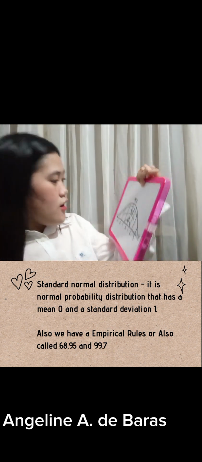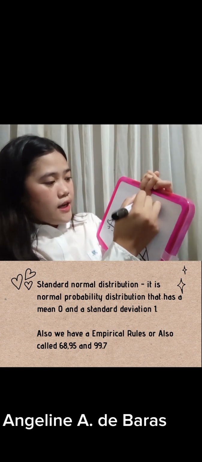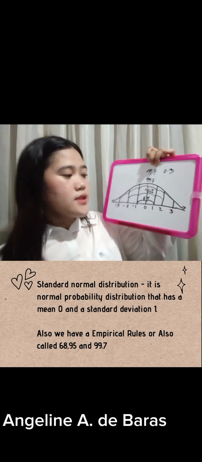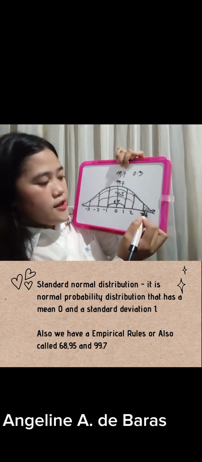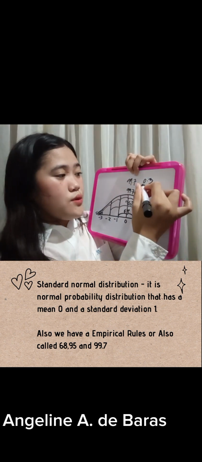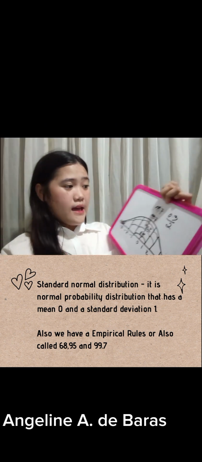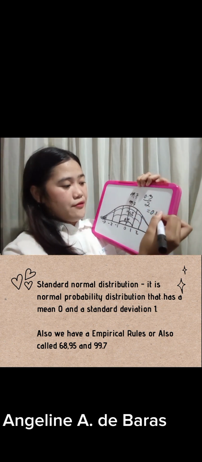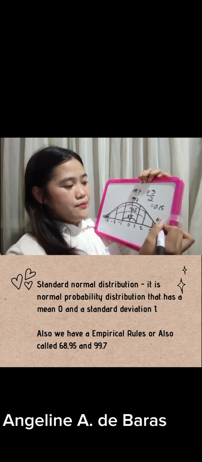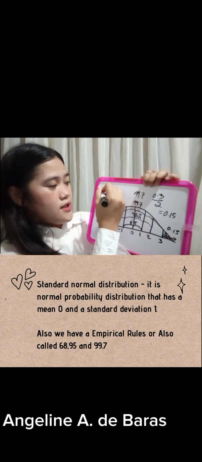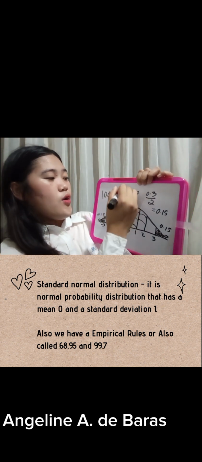So it is a total of 99.7. So where is the 0.3? The 0.3 is in this area, these guys here. So we need to divide it by 2, as I said kanina. 0.3 divided by 2 is equal to 0.15. So in this area, we have 0.15 and 0.15. And the total of this is 100% or 1.